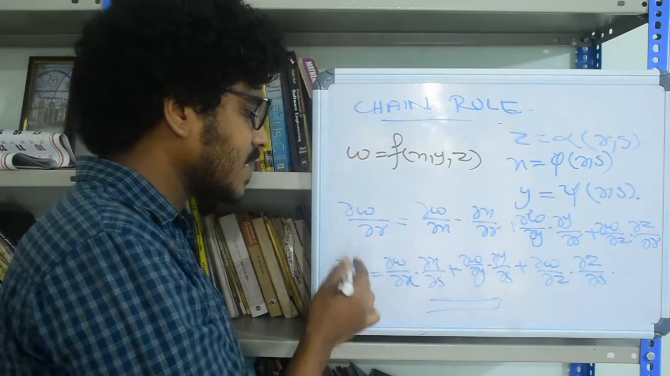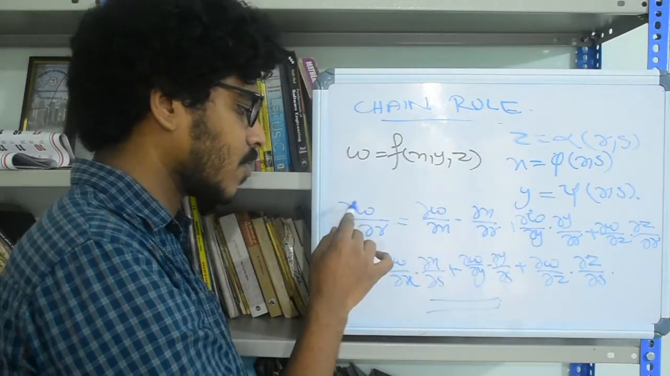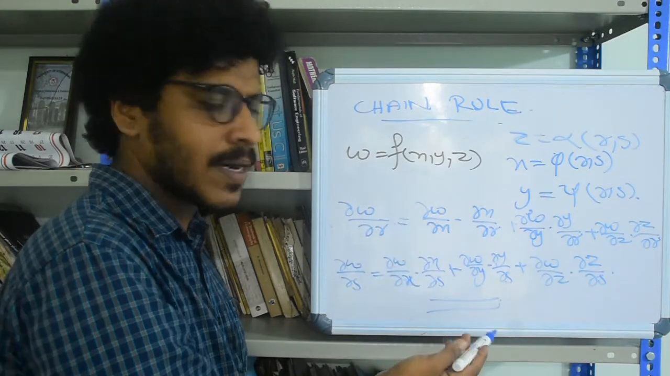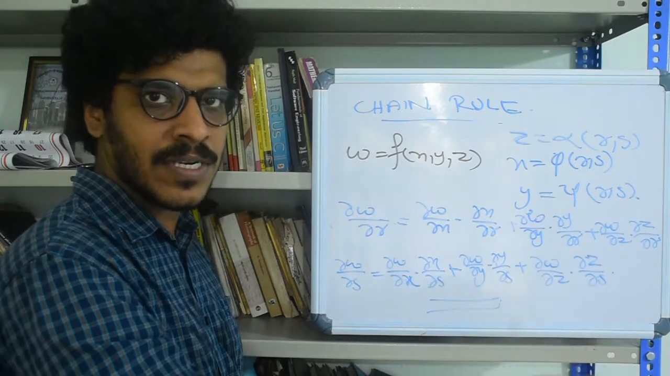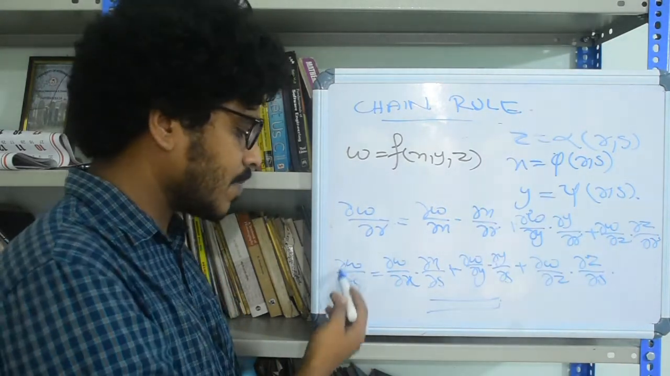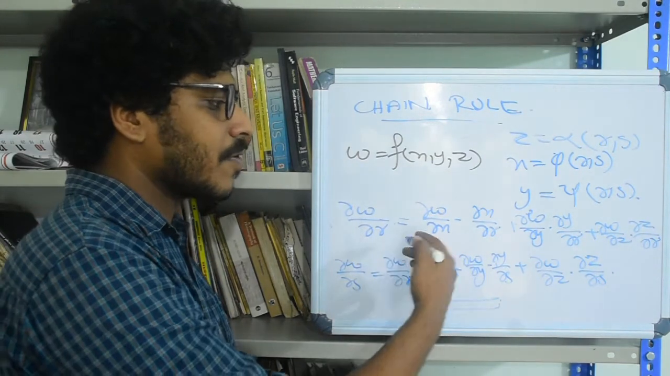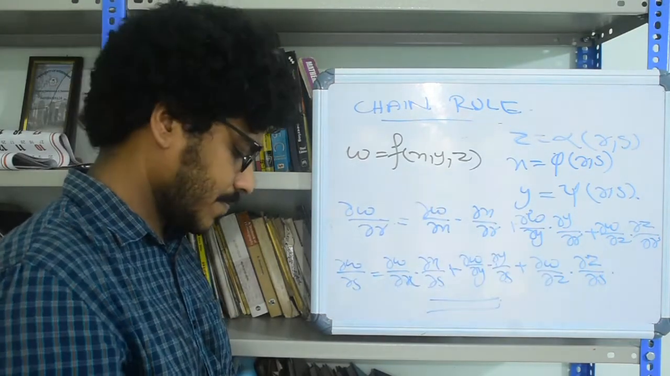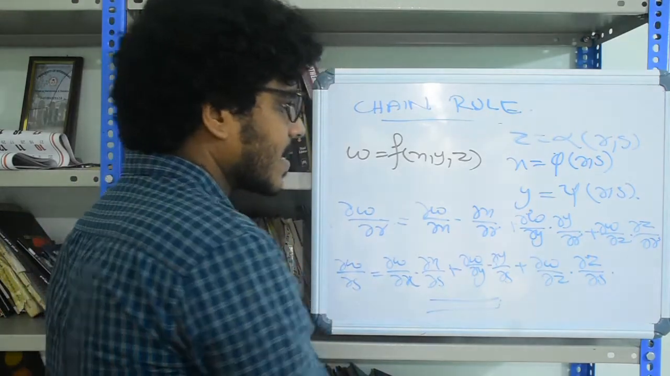If it is the case, we can evaluate the partial derivatives of w with respect to r and s as dou w by dou r equal to dou w by dou x into dou x by dou r plus dou w by dou y into dou y by dou r plus dou w by dou z into dou z by dou r, and similarly for dou w by dou s. Remember that we don't use any total ordinary derivative here. Fine. So what about the tree diagram for this case?